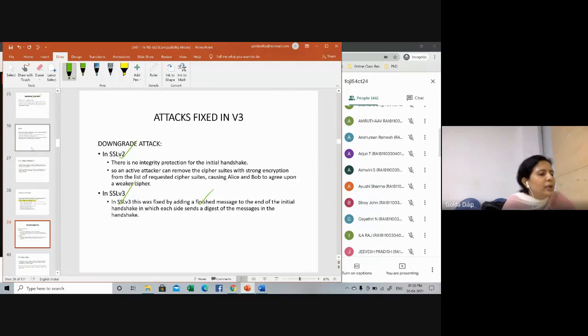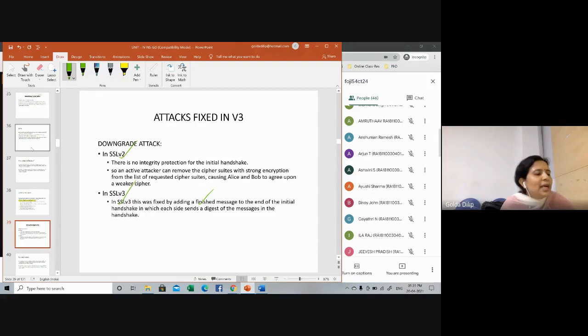Those messages are included only if present. And version 3 provides a downgrade protection mechanism, which is embedded in the server's random nonce in the server hello message. A random nonce will be included. I showed you that this server hello has many parameters, and one of them is this nonce parameter.